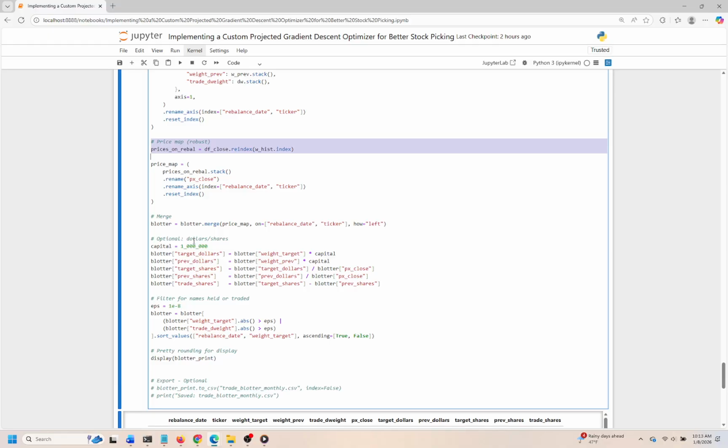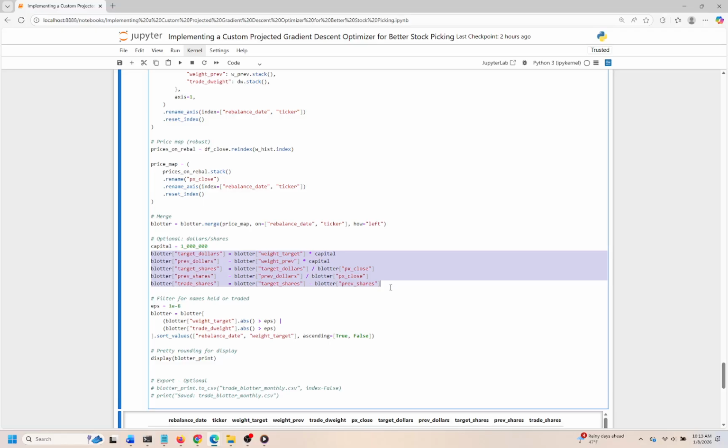As we proceed, we introduce a capital figure, which allows us to calculate the dollar value of both the target and previous weights, as well as the corresponding number of shares we hold or intend to purchase. This adds another layer of depth by converting abstract weights into tangible numbers that are easier to interpret financially.